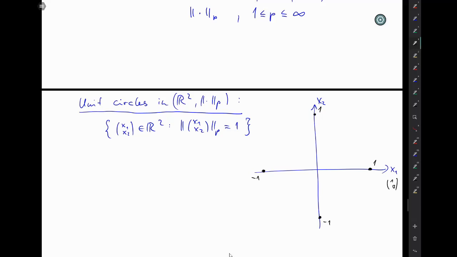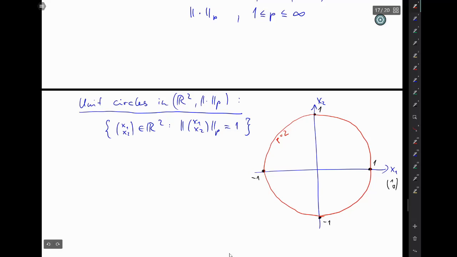Okay, I mean the most common form of unit circle is our usual circle, and this is what you get when you plug in p equals 2. I mean, this is your Pythagoras distance, Euclidean distance way to measure the radius. But what else do you get?